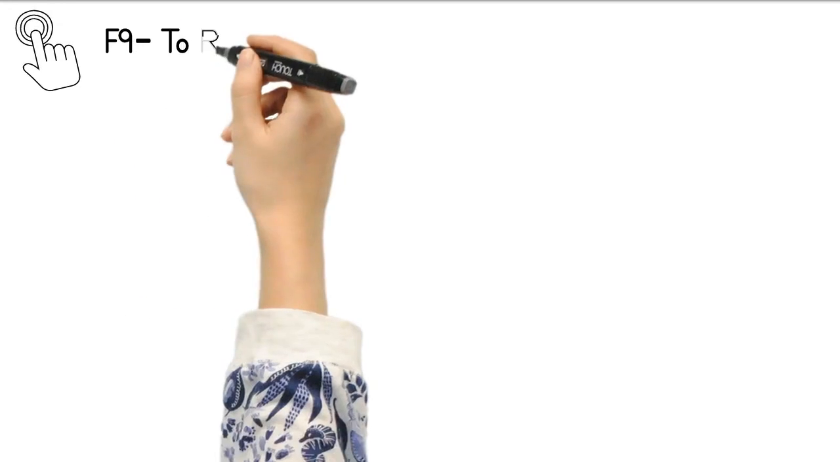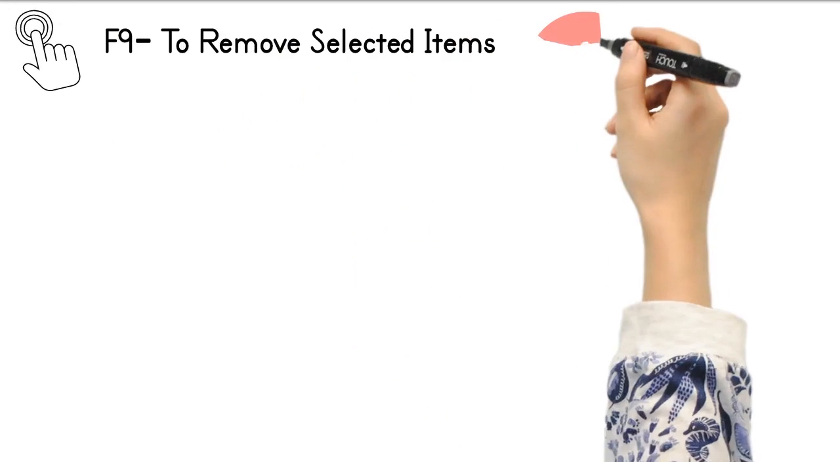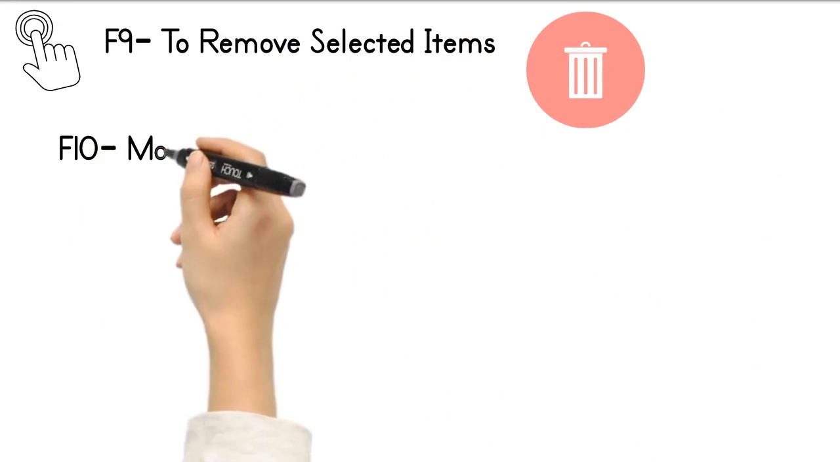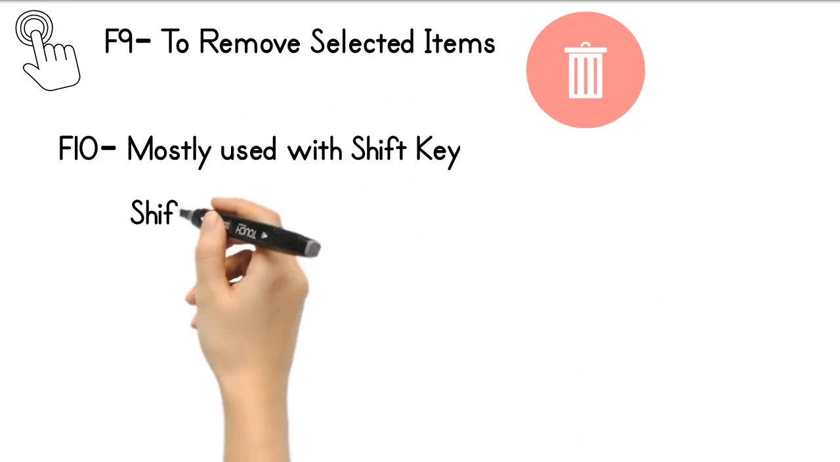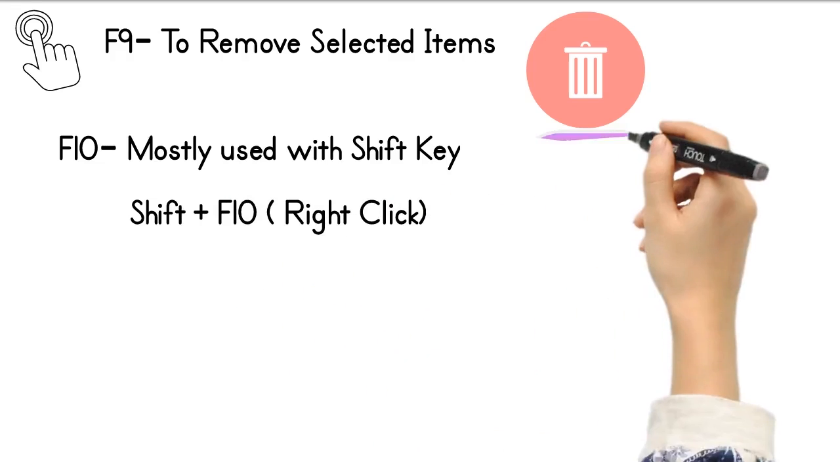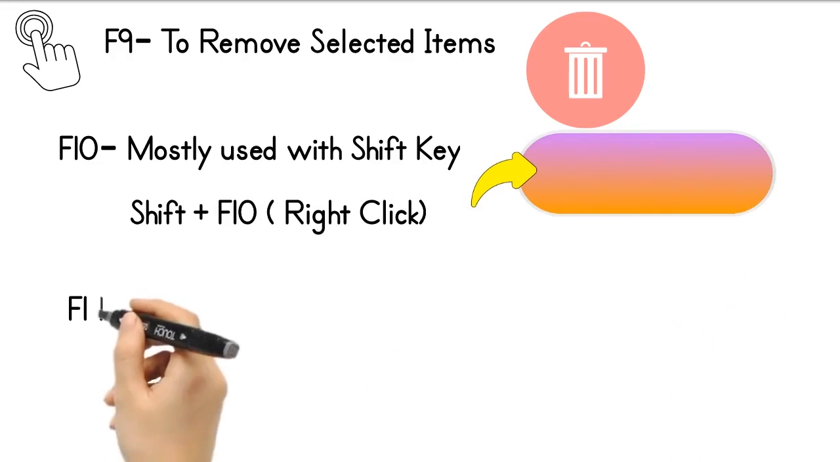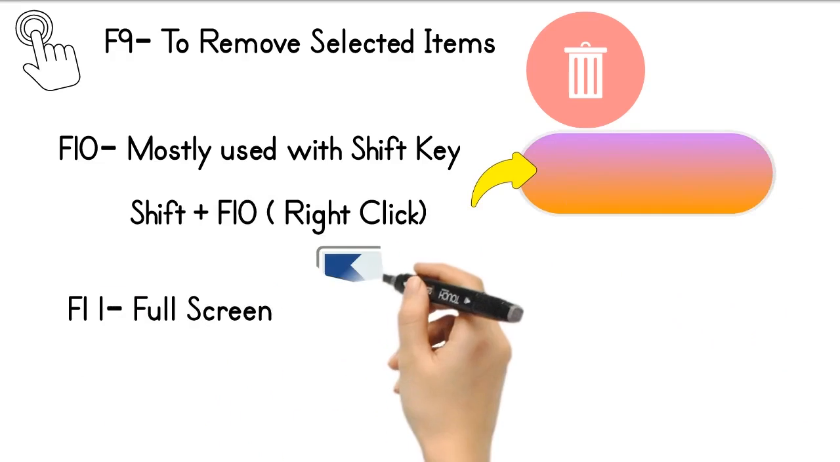And this is the last set of 4 keys, starting from F9 to F12. Now F9 is to remove the selected item. Let's say you have selected any particular item and now you want to remove it. You just press the F key, and it will be removed and go to the recycle bin.